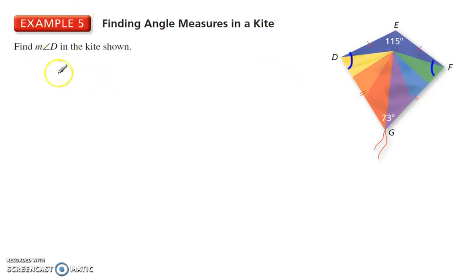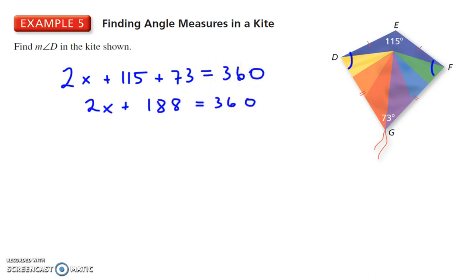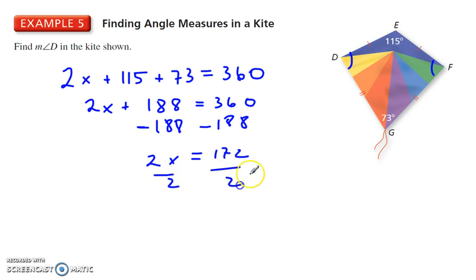So we say 2 times that measure, or we'll just say 2x plus 115 plus 73 is equal to 360. And then we can add all that up. And that's 188. Subtract that from 360. And that means 2x is equal to 172. Divide that by 2. And x is equal to 86 degrees. And so the measure of angle D is 86 degrees.